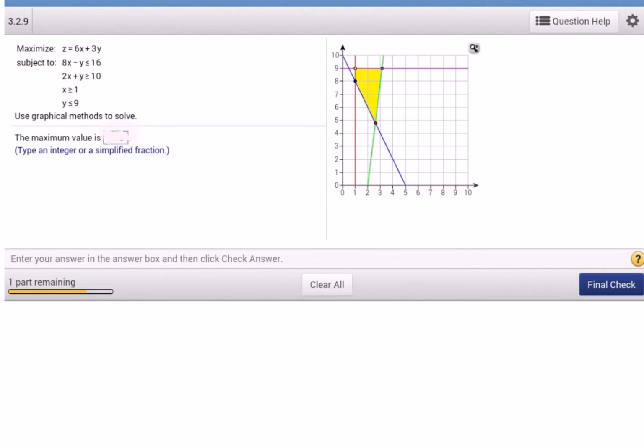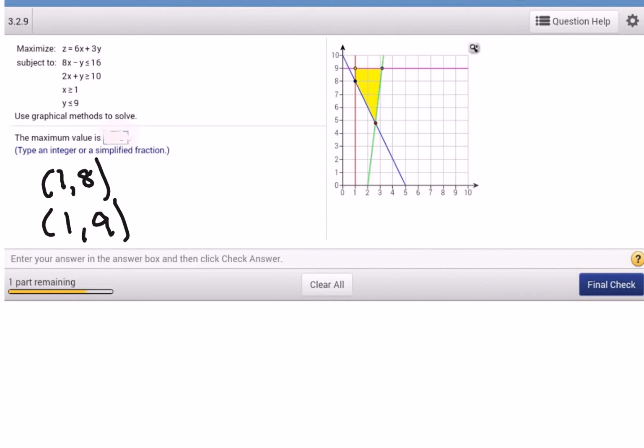So let's look at what we have here. We're going to need to know the corner points, and we have 4 of them. 2 of them are pretty readily available for us. We can actually just write those down. It looks like we have (1, 8) and we have (1, 9).